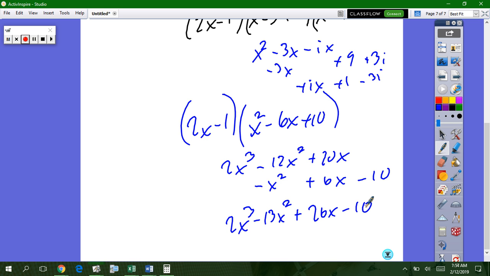It's just finding that 0. A lot of times you're going to find one, and then you're going to do quadratic to find the other 2. Okay?